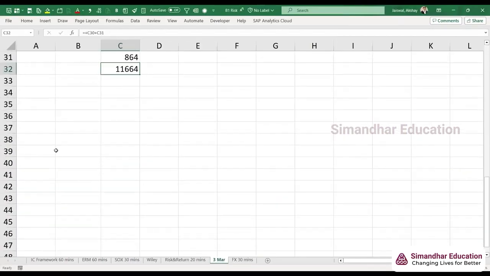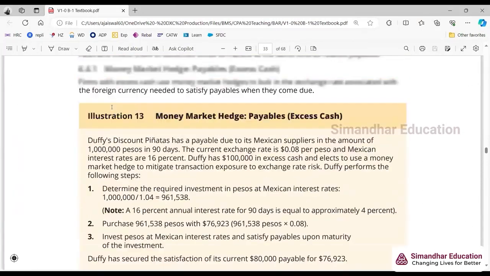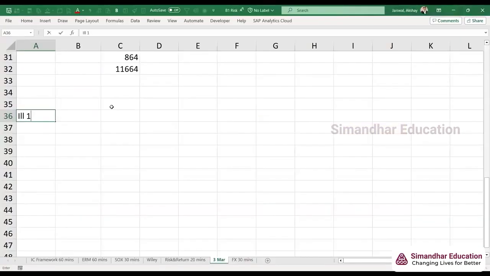3rd March Excel. So I will write the page number, right? So that it will be easier for you. Illustration 13, B133.